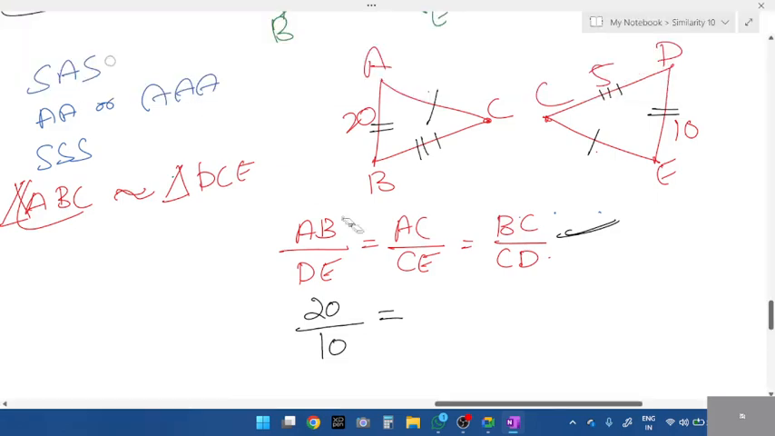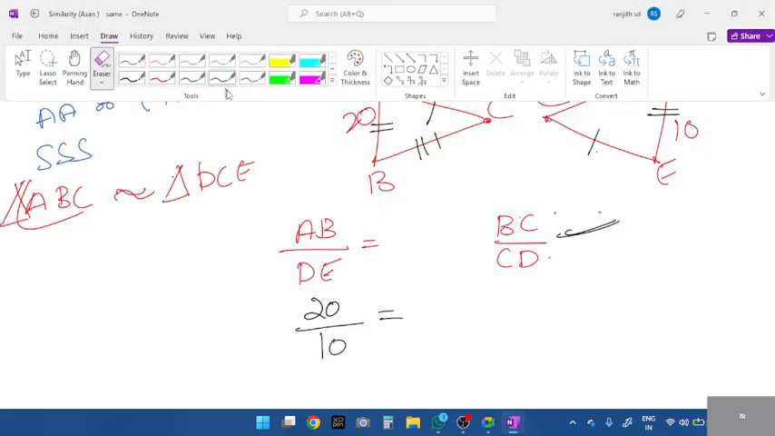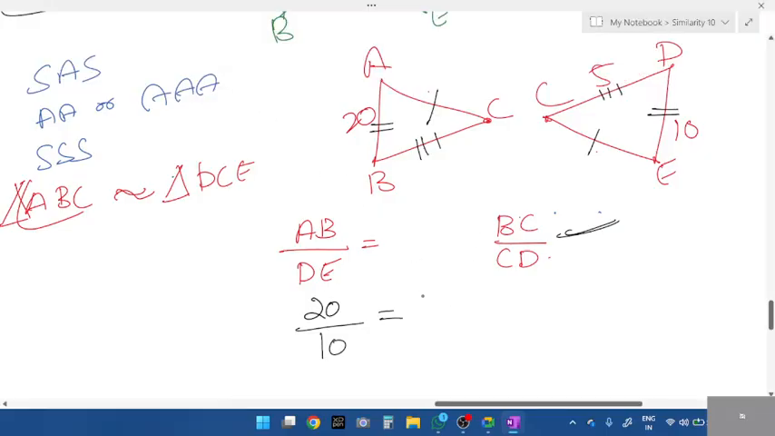We don't need that. Just ignore that. What about BC? BC is what we need to find, right? What is CD value? 5. Use the BC concept: 20 into 5 divided by 10. What's the answer?